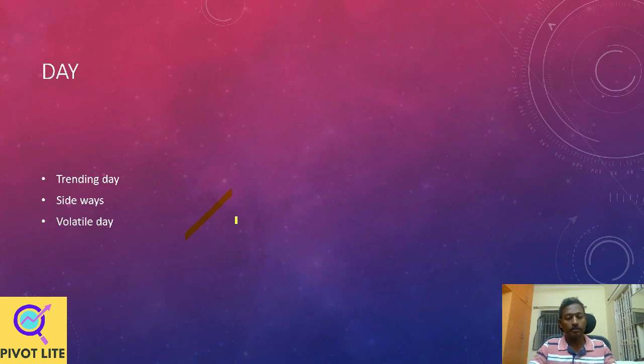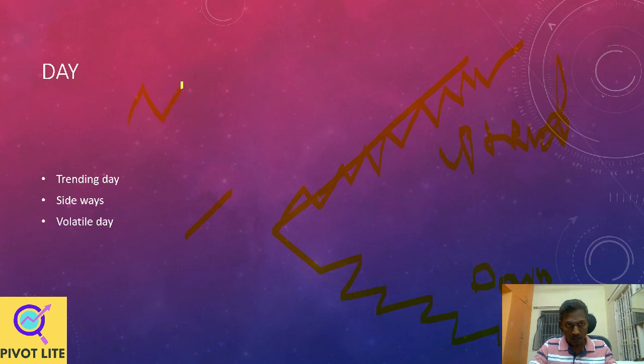Next is day wise. We have three days. One is the trending day. Once the day starts, maybe the day will be bullish like this. Not straight, maybe there will be ups and downs, but this is called a trending day. Maybe upward, this is an uptrend, or this is a downtrend. If the market is sideways, it will be like this, with equal buyers and sellers.